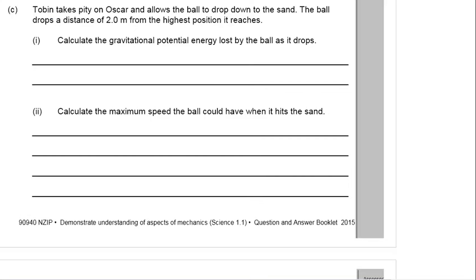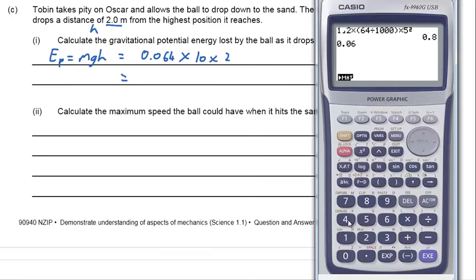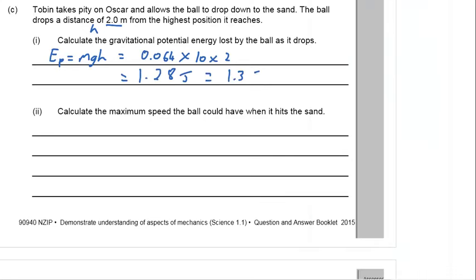C, Tobin takes pity on Oscar and allows the ball to drop to the sand. The ball drops a distance h of 2.0 meters from the highest point it reaches. Calculate the gravitational potential energy lost by the ball as it drops. So EP equals mass times gravity times height. We know the mass from up the top is 0.064 kgs, which is 64 divided by 1,000. We know that gravity is 10, and we now know the height is 2 meters. So we grab out a calculator and type in 0.064 times 10 times 2, and we get 1.28 joules, which we could say is 1.3 joules because 2.0 is only two significant figures if we wanted to get technical.